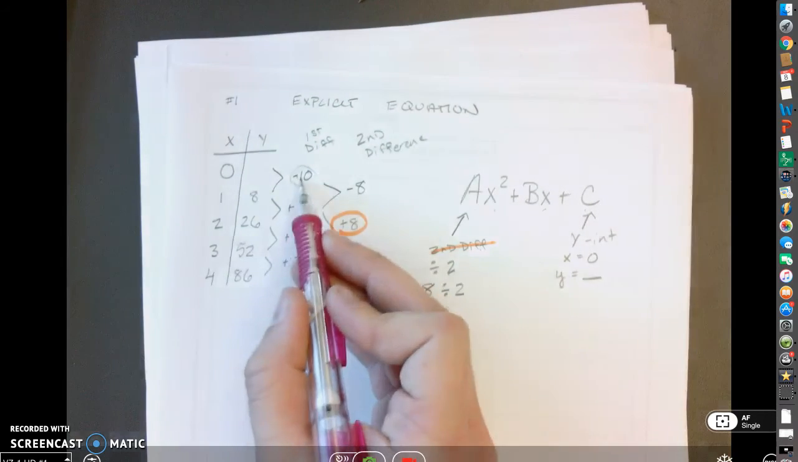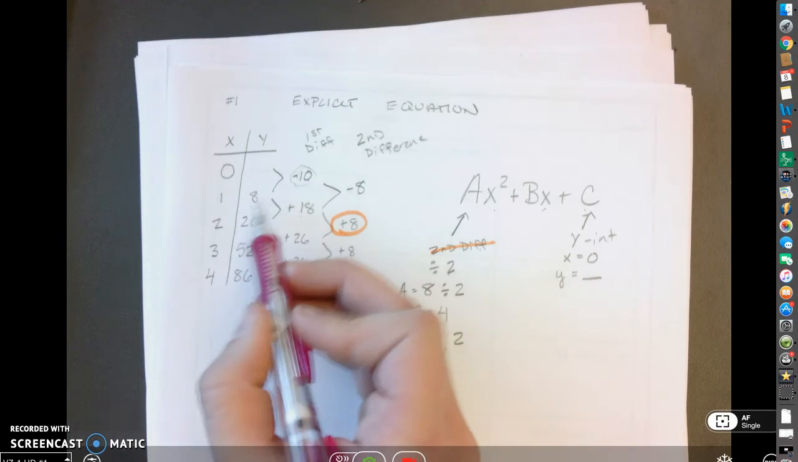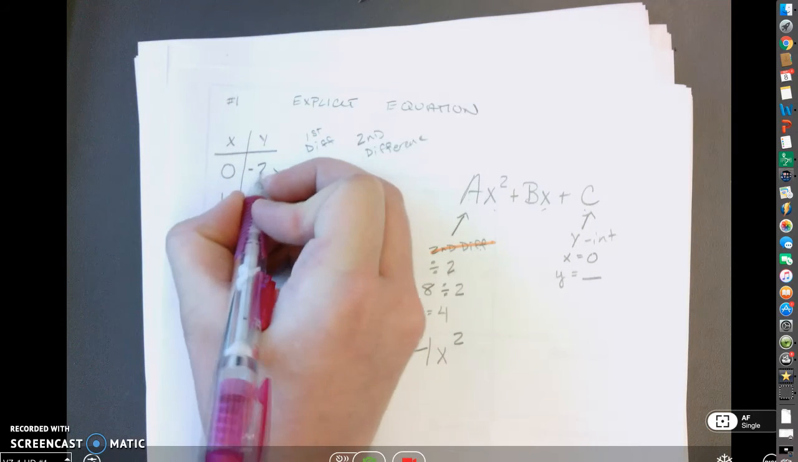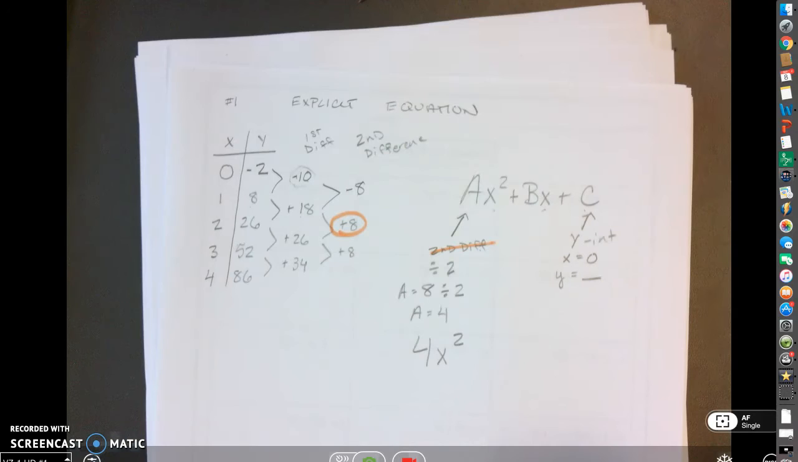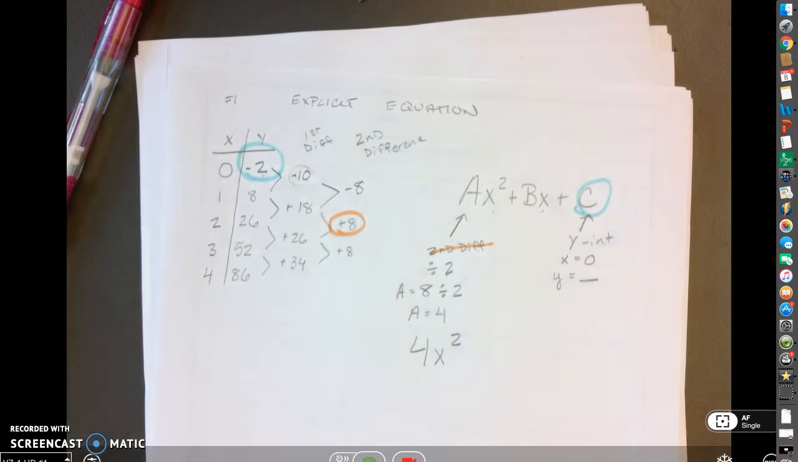So that tells me that to get from this number to this number, I needed to add 10. So I want to go backwards, so I have to go 8 minus 10. 8 minus 10 is negative 2. Okay, so this negative 2 is your C value.